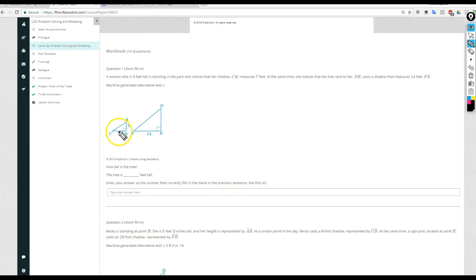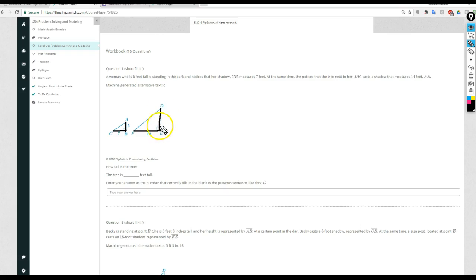they are saying her shadow, she's 5 feet tall, so segment AB is representing the woman, and that corresponding side is the height of the tree, so segment DE, and then her shadow is CB, which is 7, and the shadow of the tree is FE, which is the corresponding side, which is 14. So now they want to know how tall is the tree.